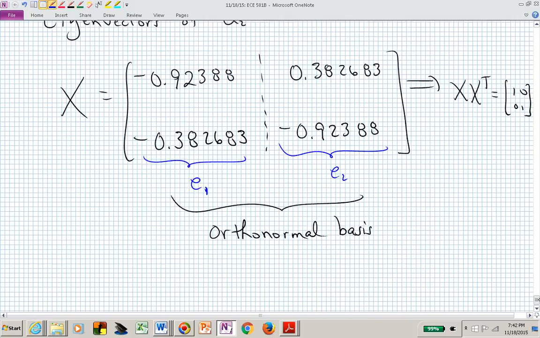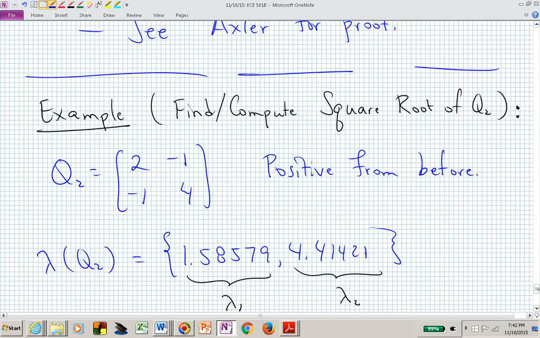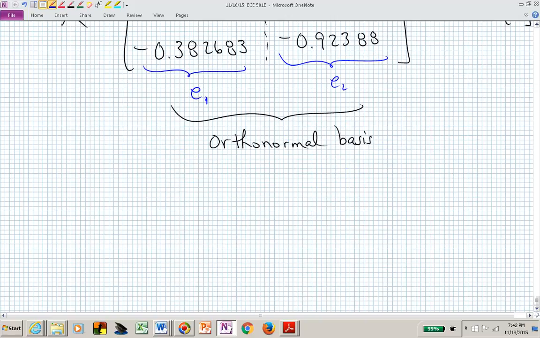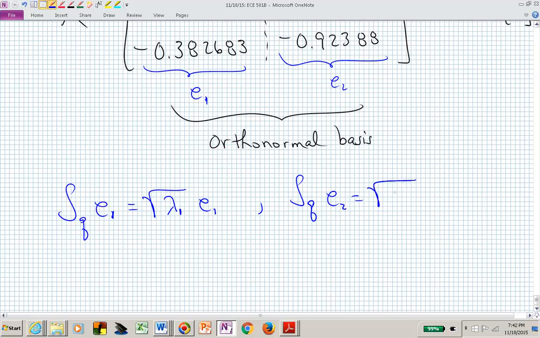What we're trying to do is find a square root of Q sub 2, and remember how we had suggested we might be able to do that. Suppose we now have the square root, let's call it S sub Q. We build it up. We don't know what that is yet, but we say that when it operates on E1, that's going to give us the square root of lambda sub 1 times E1. And when S sub Q operates on E sub 2, it's going to give us the positive square root of lambda sub 2 scaling E sub 2.